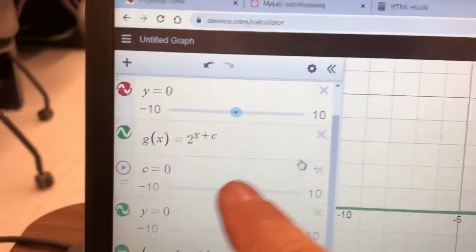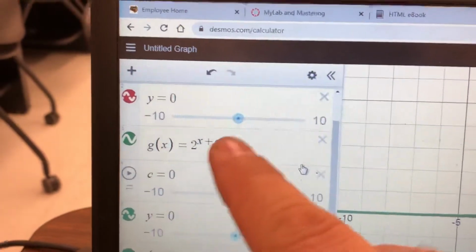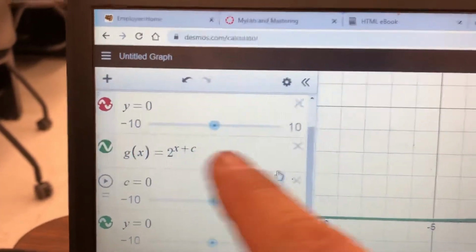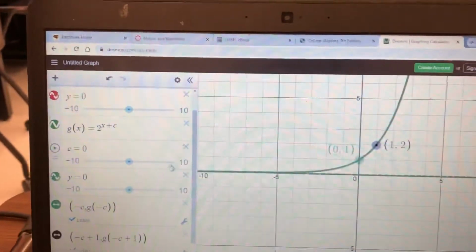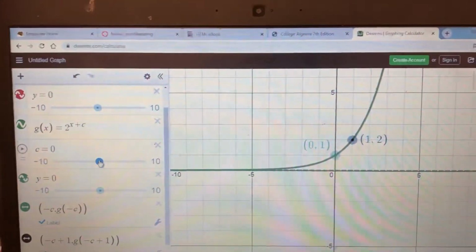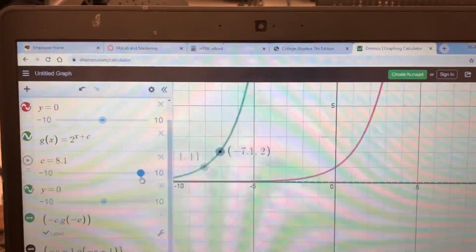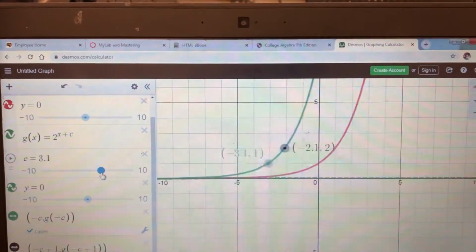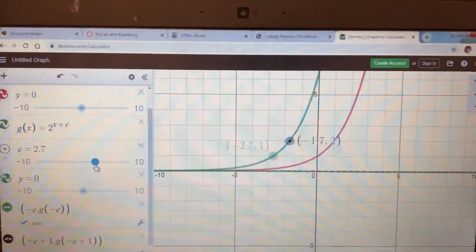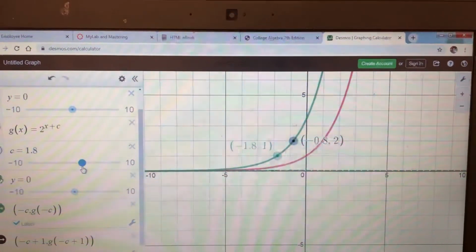So I'm going to slide this slider to the right, which is going to increase the value of C, which is going to add a larger and larger number there, but watch which direction the graph moves. The graph actually moves to the left. You would think it moves up and down. Excuse me, you would think it would move to the right, because you would think adding a number would move it in the positive direction, but it actually moves it in the negative direction. So that's a little bit contrary to what you might think.